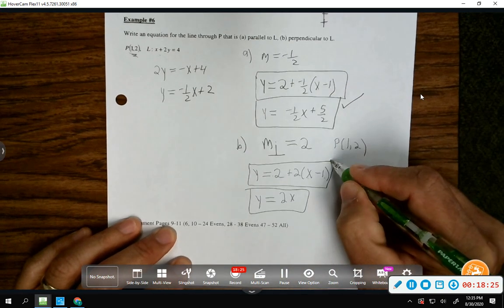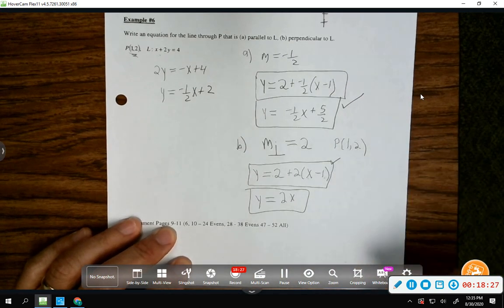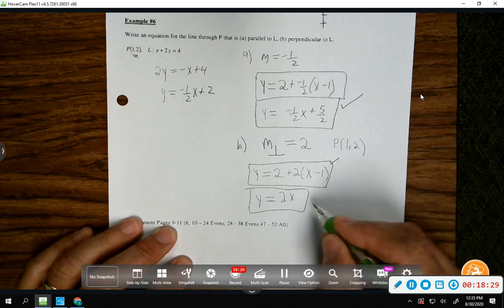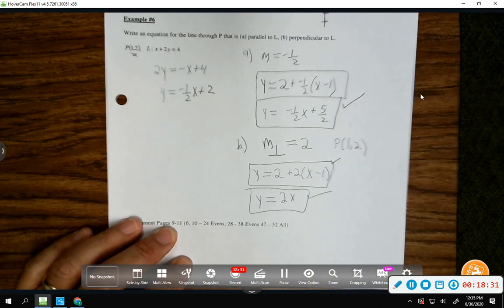So this is actually called linearization form. It's a manipulation of point slope. This is called slope-intercept form.